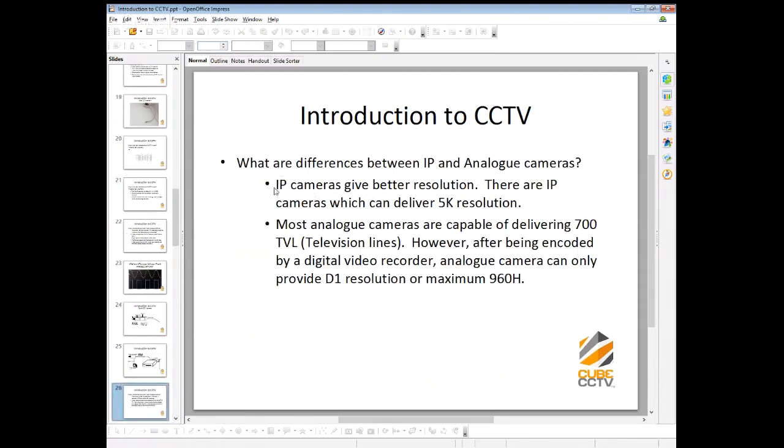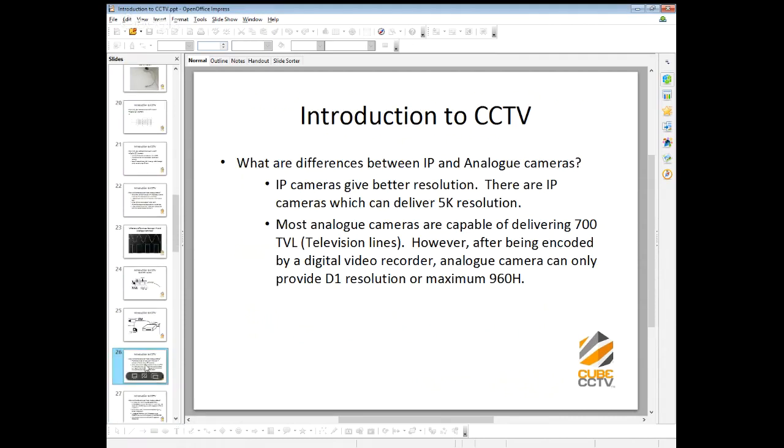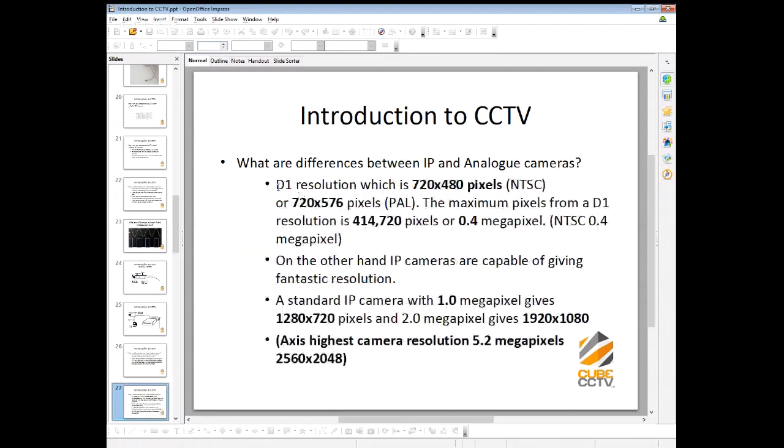What are the other main differences between IP and analog cameras? A lot of people prefer IP cameras because they give you a higher resolution. Whereas with analog cameras, the maximum resolution you get would probably be D1 or 960. I will explain 960 and D1 later. D1 resolution is 720 by 480 pixels when it's NTSC. And with PAL, you get a little bit extra, 720 by 576.